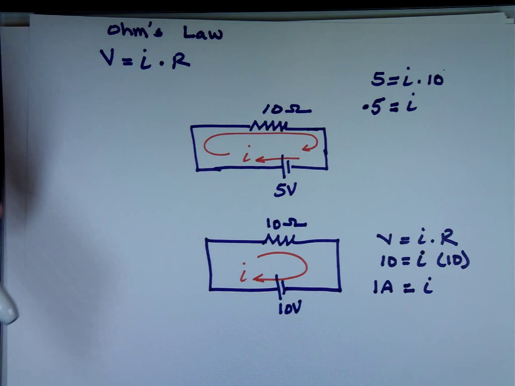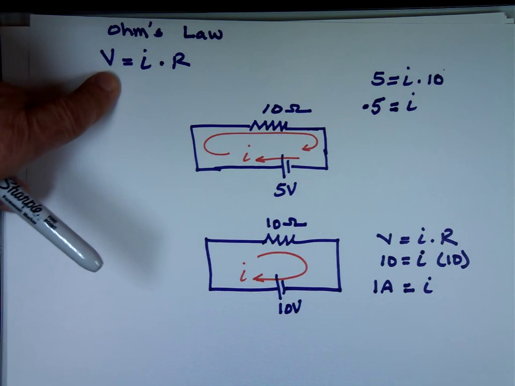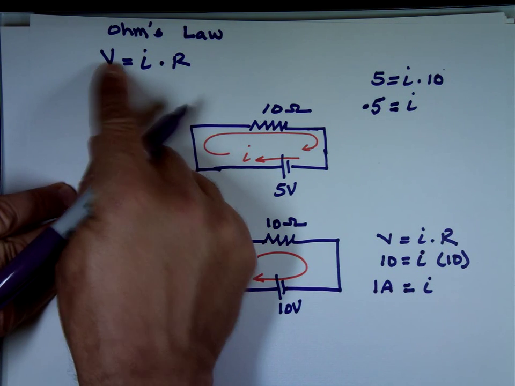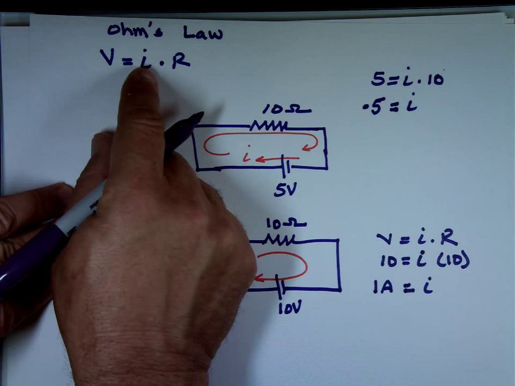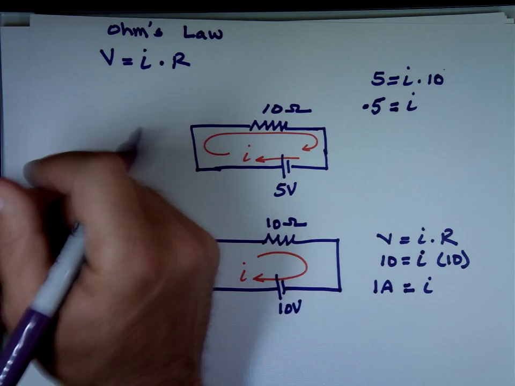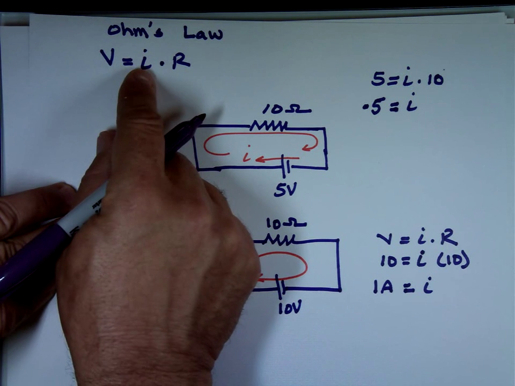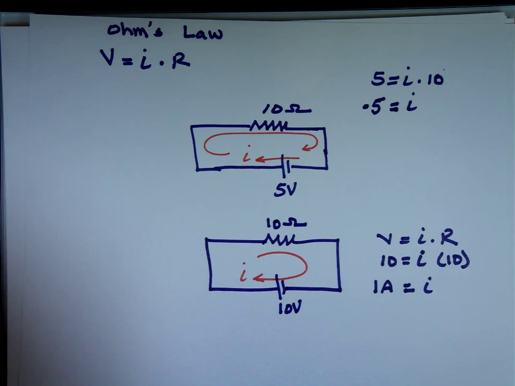That's what direct variation is. When one increases, the other one increases. When one decreases, the other one decreases. It says the voltage and the current are directly proportional. So if you increase the voltage, the current will increase. If you decrease the voltage, the current will decrease, and vice versa. If you increase the current, the voltage will increase. Decrease the current, the voltage will decrease.